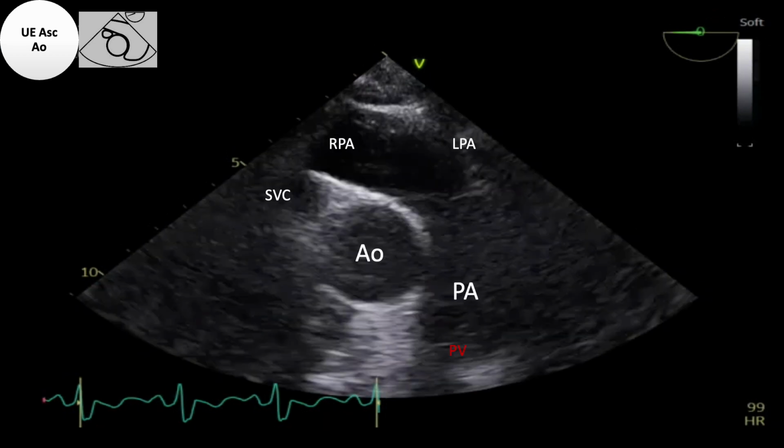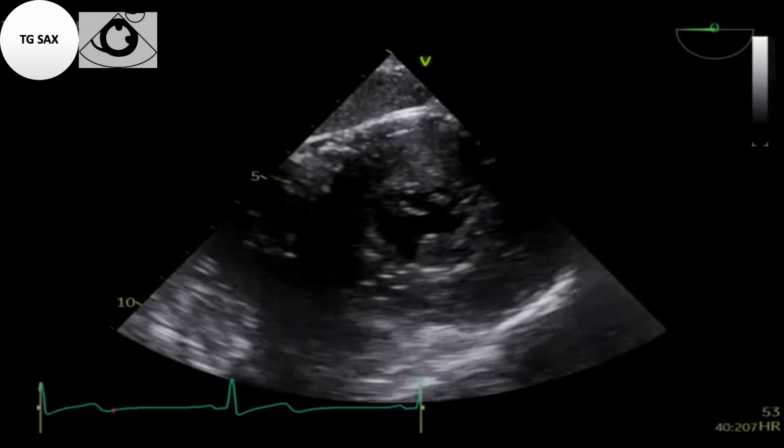In this view, the imaging plane passes through the right pulmonary artery, ascending aorta, and SVC. The main structure in the center is the main pulmonary artery, with the tricuspid valve may also be visible at the far field. This view is useful for assessing the SVC, the ascending aorta, and the pulmonary artery.